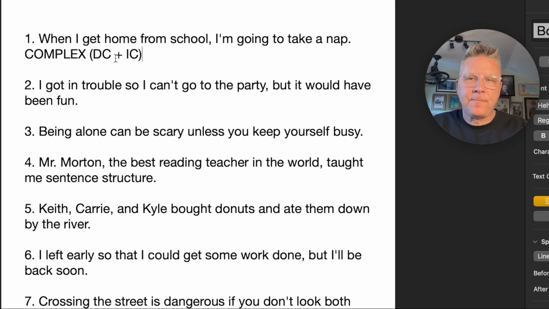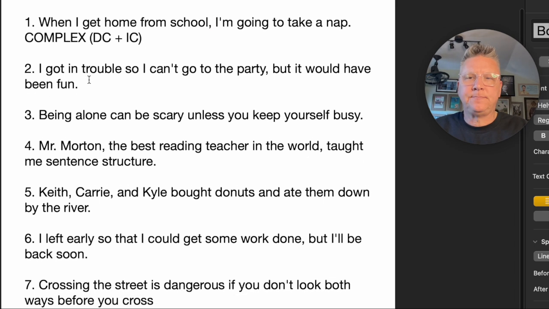And remember, the dependent clause can go at the end as well. You could simply say, I'm going to take a nap when I get home from school. In that case, there would be no comma after nap, but when you bring the dependent clause to the beginning of the sentence, you have to have a comma here, grammatically speaking.